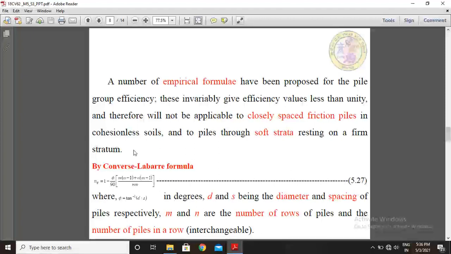Here, by the Converse-Labarre formula, group efficiency is given by the relation eta g equal to 1 minus phi by 90 times [m into (n minus 1) plus n into (m minus 1)] divided by mn, where phi equal to tan inverse of d by s in degrees, d and s being the diameter and spacing of the piles respectively. m and n are the number of rows of piles and the number of piles in a row.